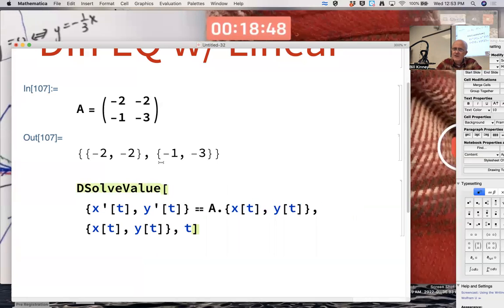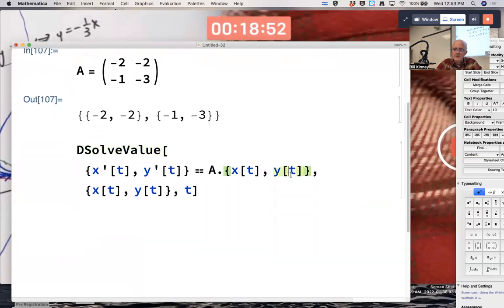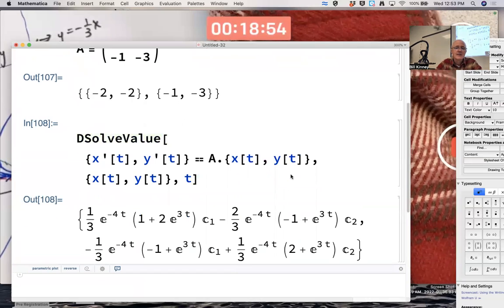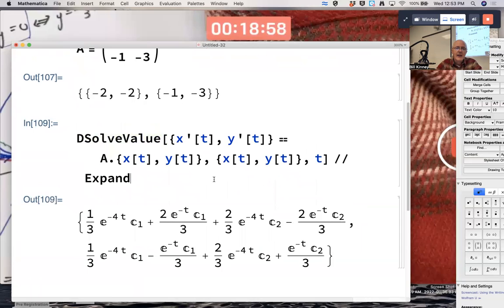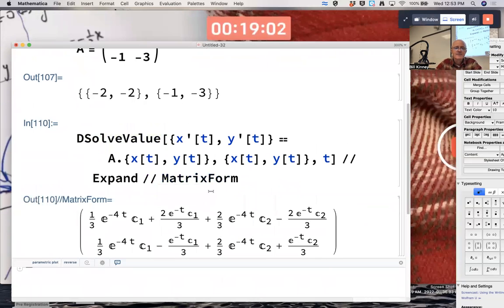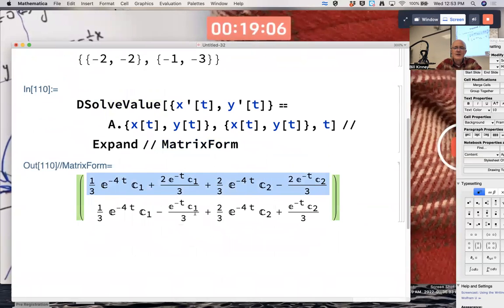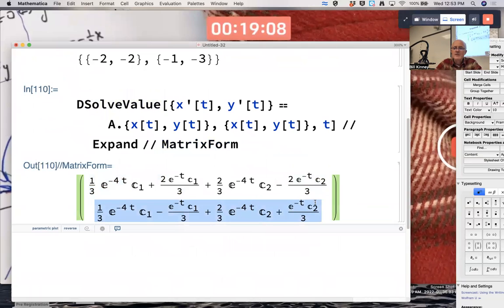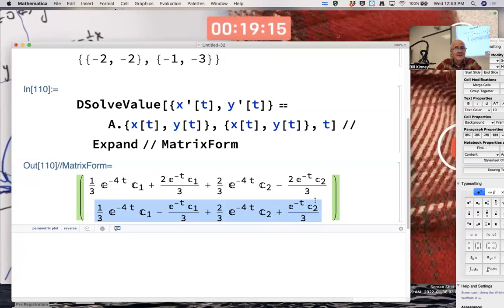I think this will work. I haven't tried it in vector form like this in a while, but let's see if this works. It did. It gave me an answer. And I could even look at the answer as a vector. This is a 2x1 vector. There's the first component. There's the second component. Kind of complicated, right? We're going to learn how to do that by hand.